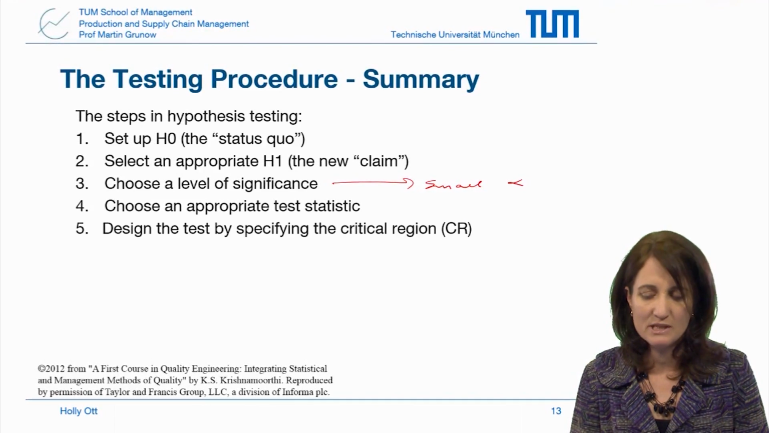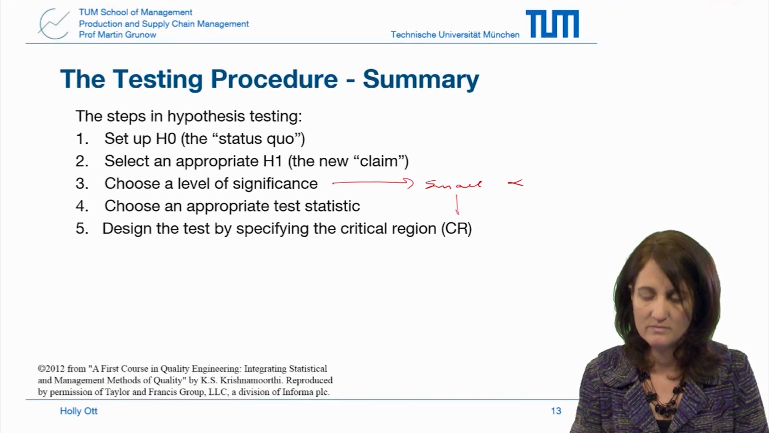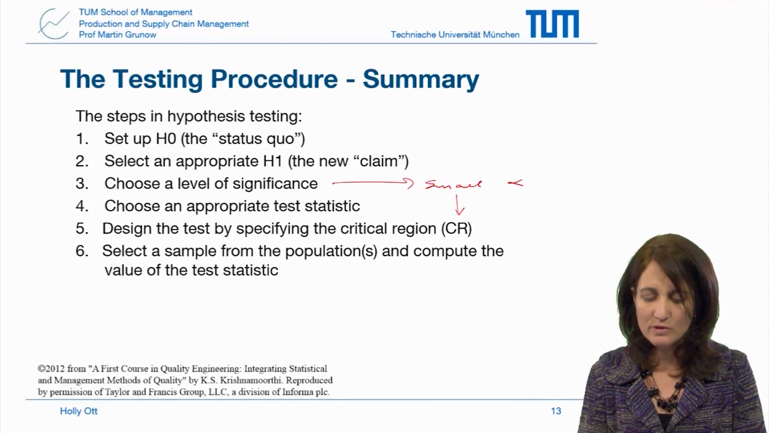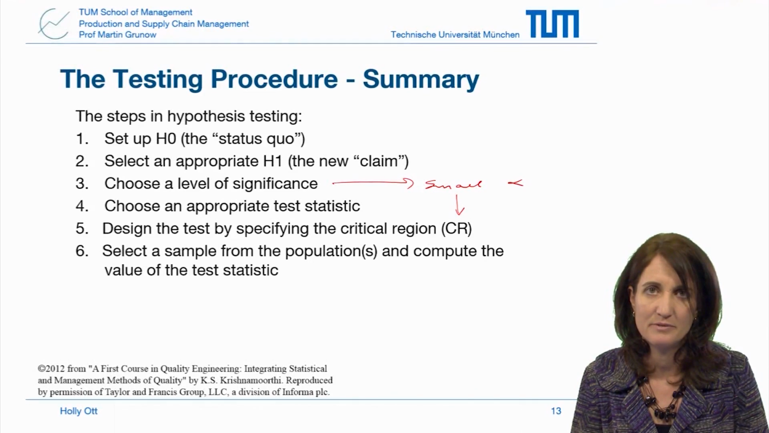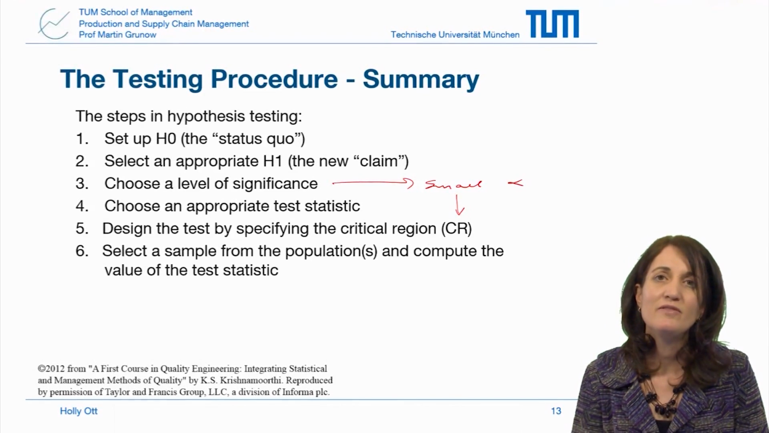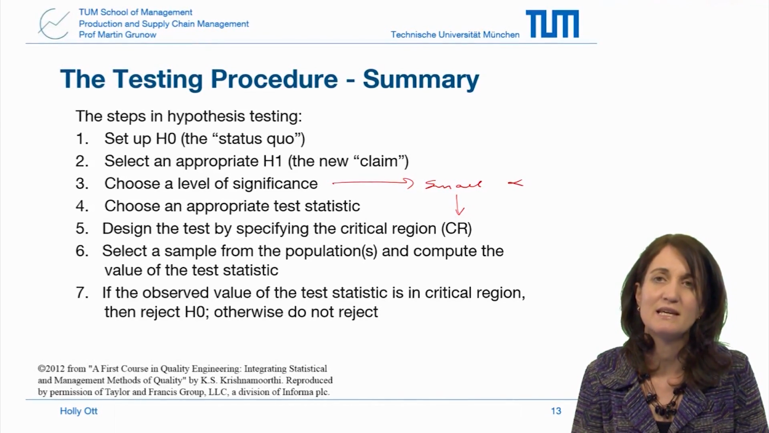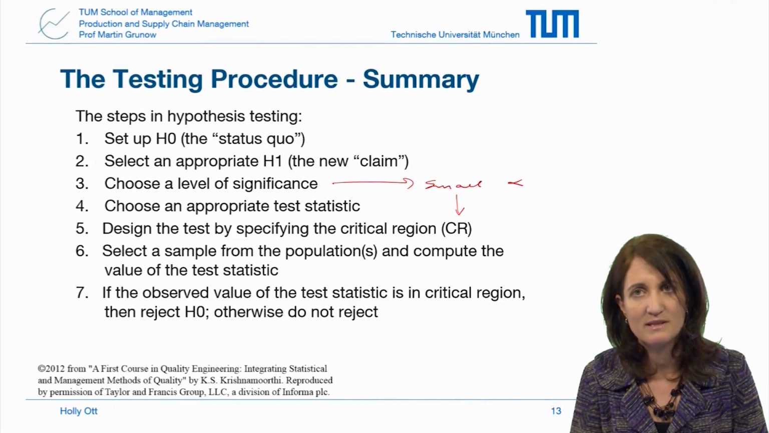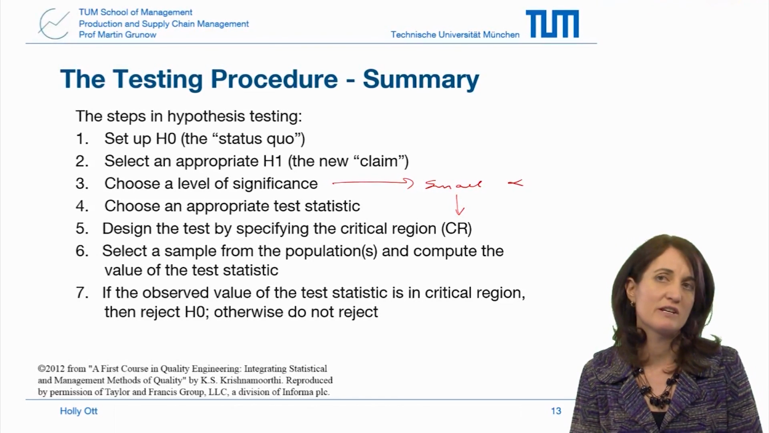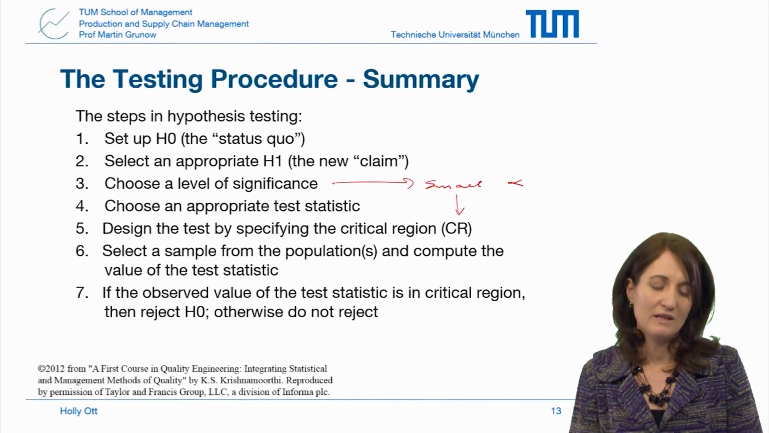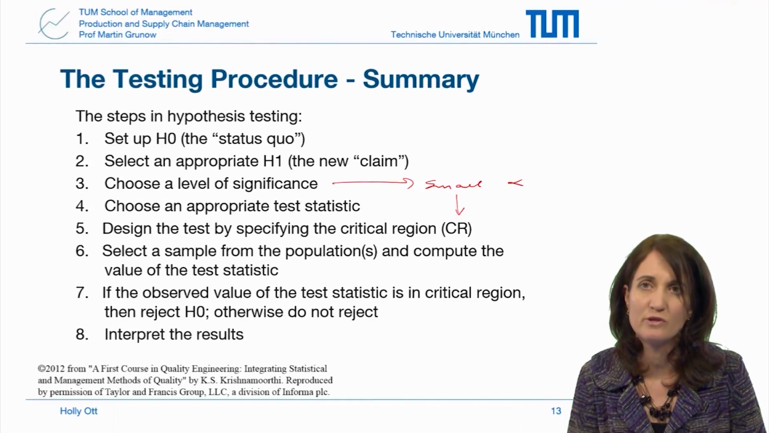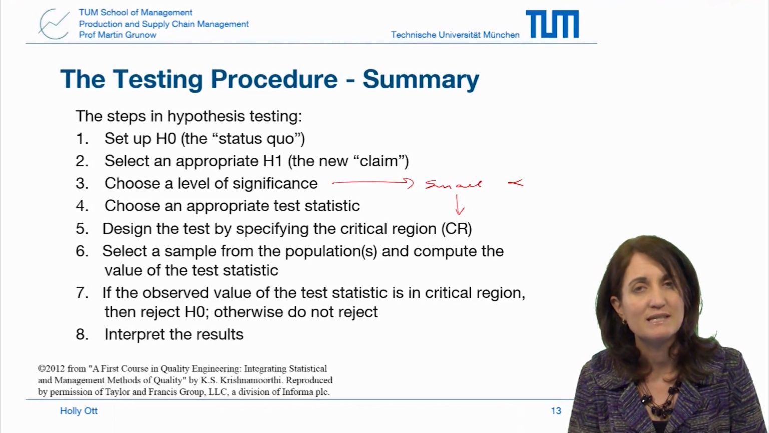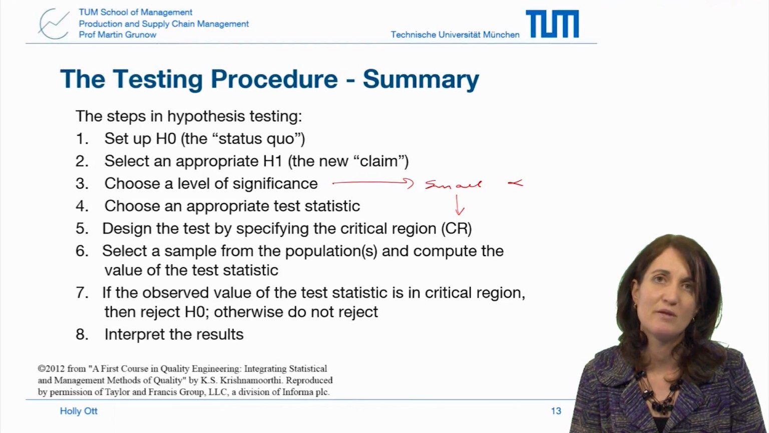We design the test by specifying the critical region, and we select a sample from the population and compute the value of our test statistic. If the observed value of the test statistic is in the critical region, then we reject the null hypothesis. Otherwise, we do not reject. And there is a final step, of course. You should interpret your results. Do you need to do additional tests? Does the example make sense? And what would be your next steps?